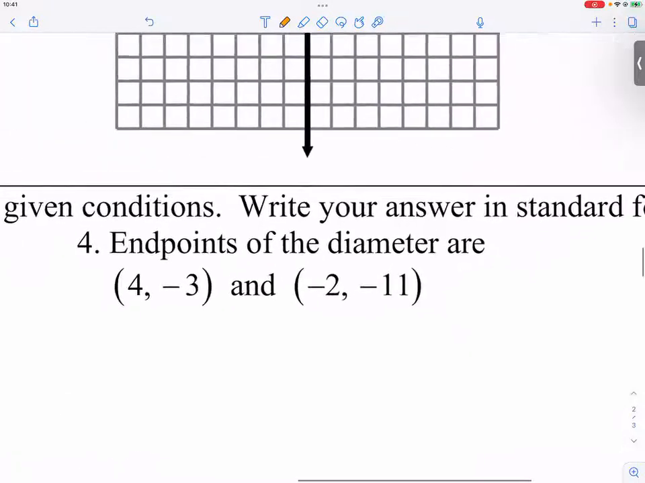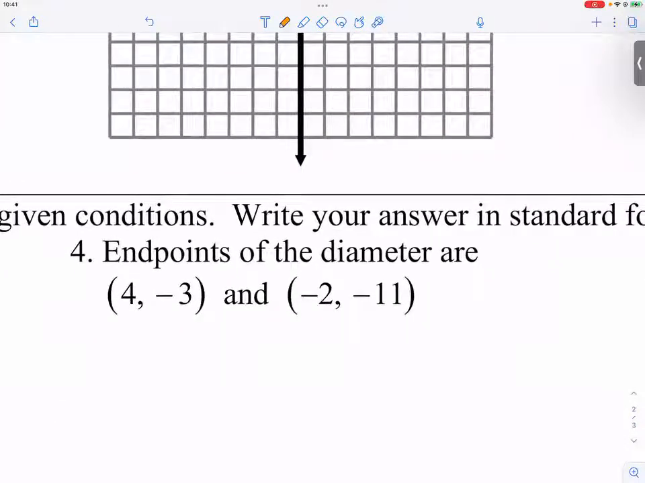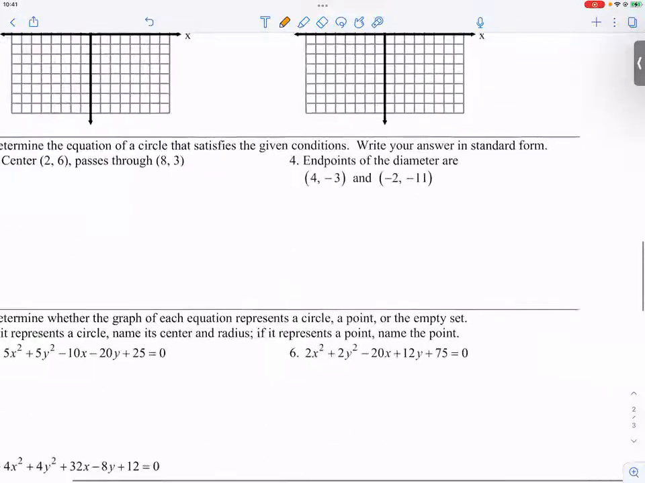And if they give you the endpoints of a diameter, that means you can tell the center, because the center is the midpoint of the endpoints of the diameter. So you can find out the center, and once you find out the center, it's just like the previous question. You can plug in the points and find out the r squared.